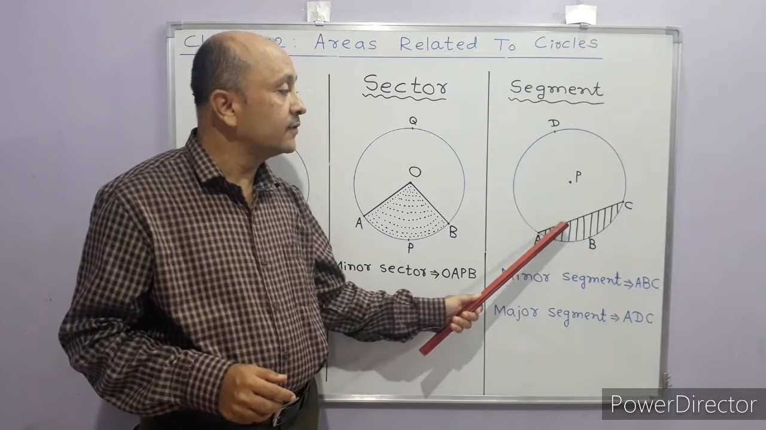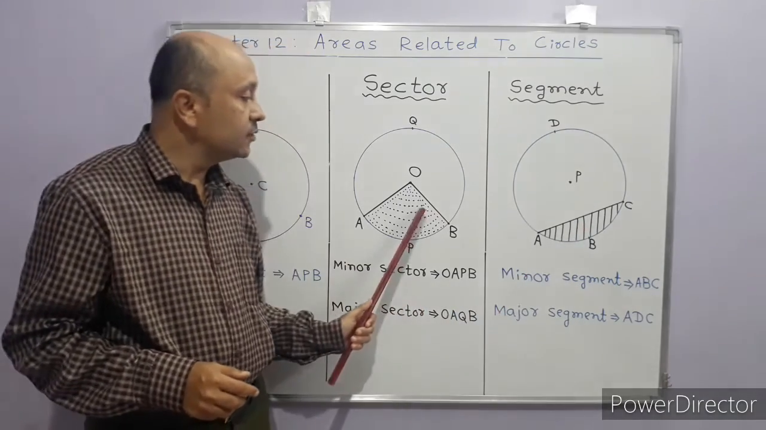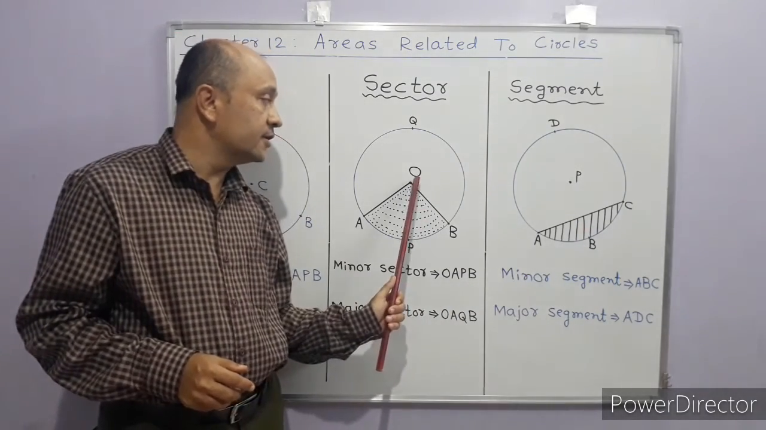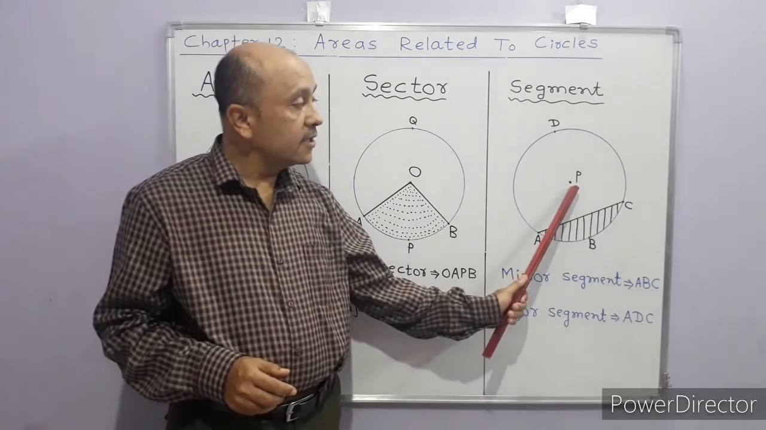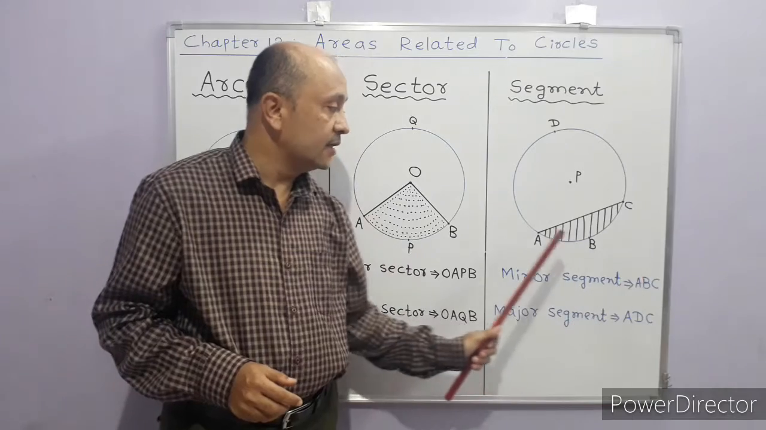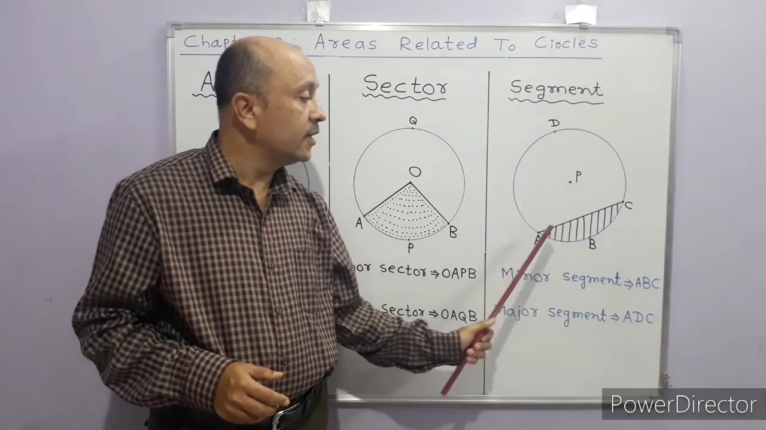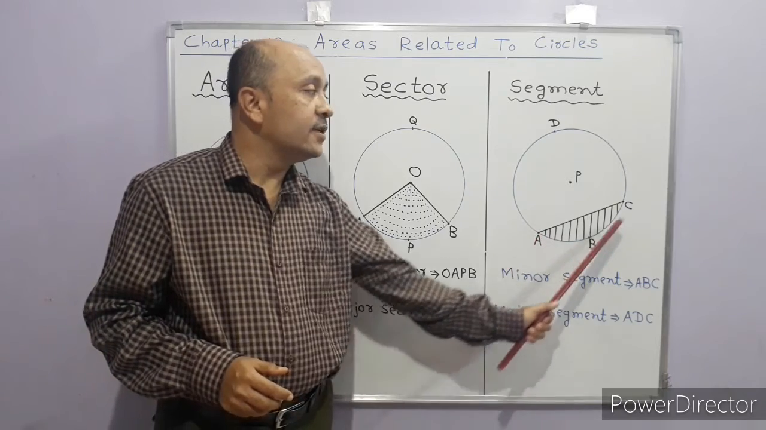It is also a part of the circle, but it is the interior part. This is also an interior part, but this one is touching the center. The center is not here. So this is called the minor segment ABC. It is a smaller part of the circle, that's why it is called the minor segment. It is denoted by ABC only.